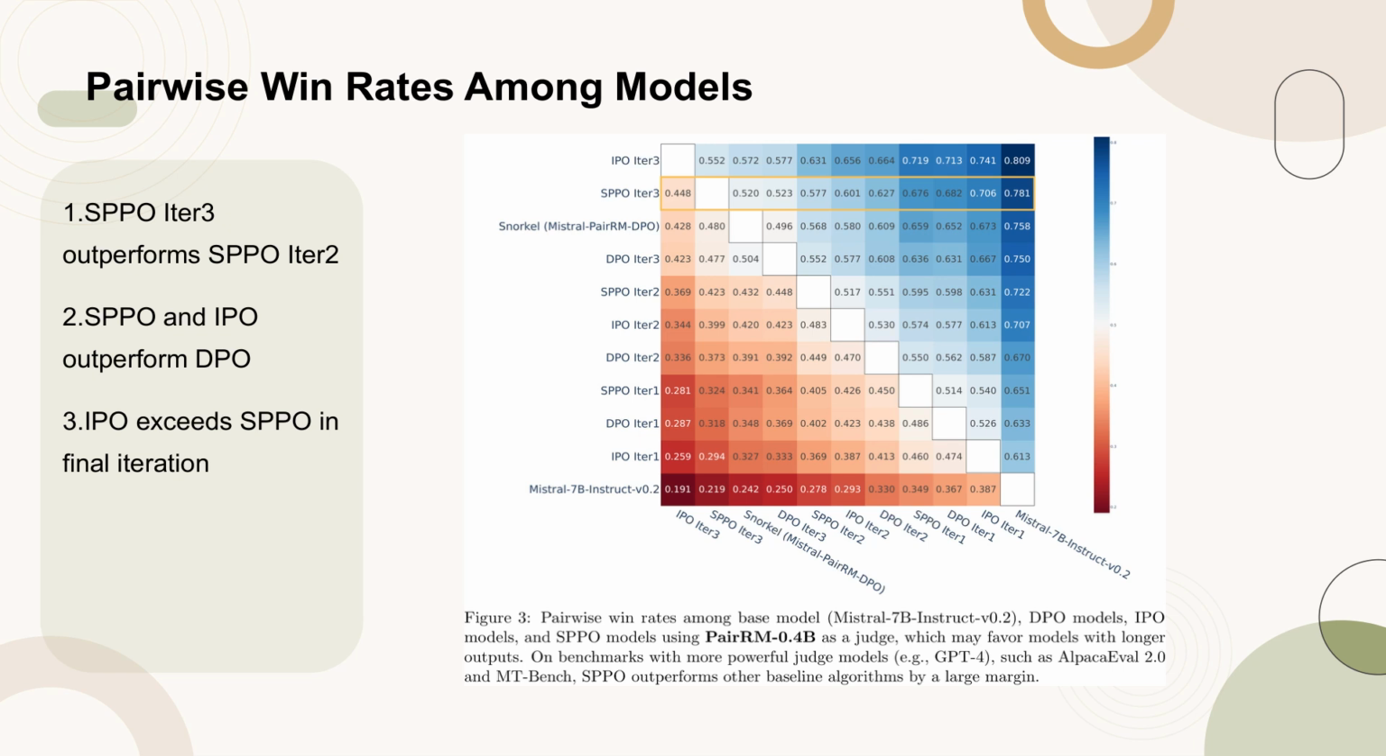Both SPPO and IPO models consistently outperformed DPO across all iterations. However, in the final iteration, IPO surpasses SPPO in performance. Despite this, SPPO remains superior on standard benchmarks evaluated by more powerful judges like GPT-4, such as Alpaca Eval 2.0 and MT-Bench, as well as on the Open LLM leaderboard.